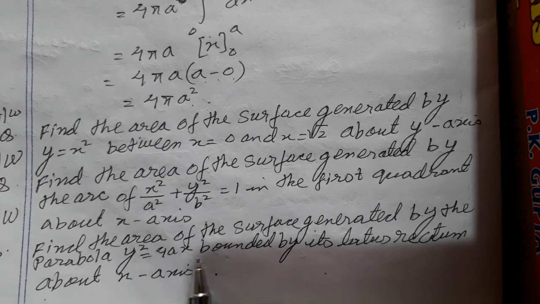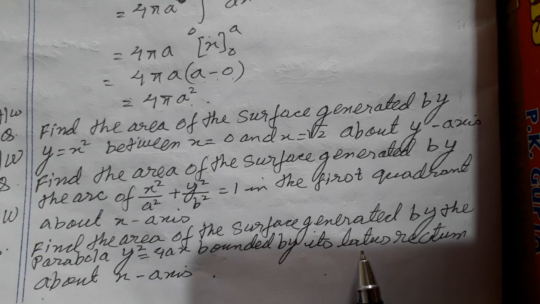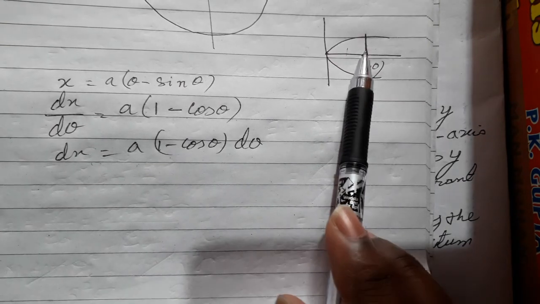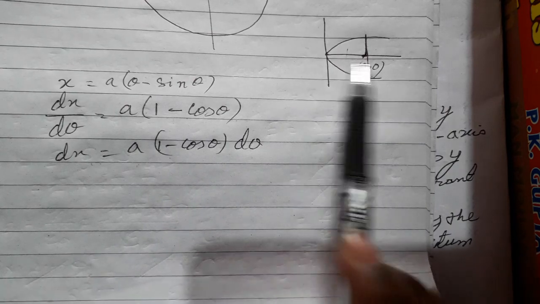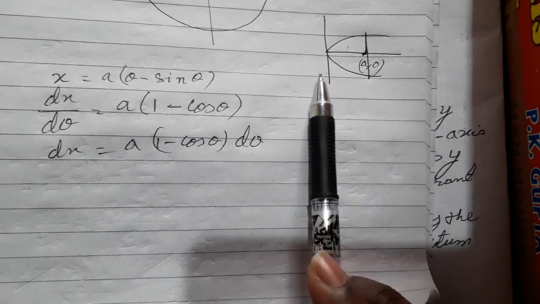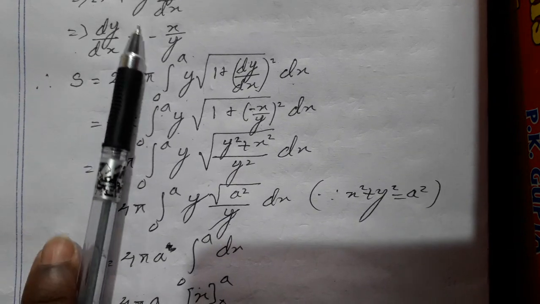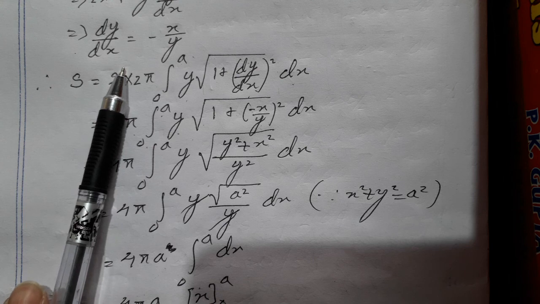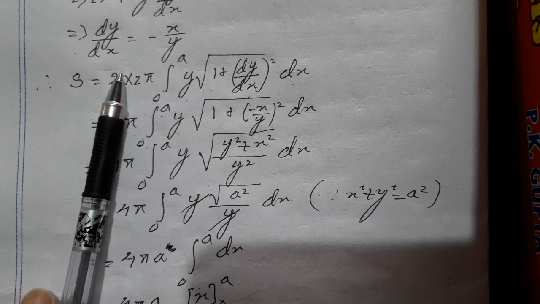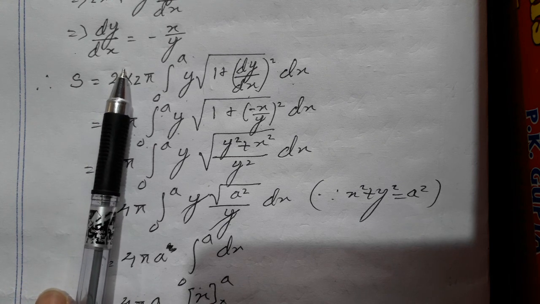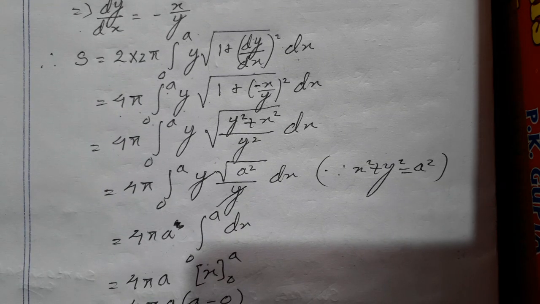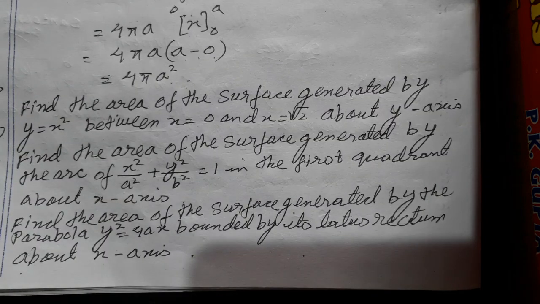This is the equation of the parabola about the latus rectum. This is the diagram of a parabola about the latus rectum. The limit will be from 0 to a, and we have to find the surface area. This will be the same, just don't write the 2. We get 2 pi integration 0 to a y square root of 1 plus (dy by dx)^2 dx. So use this method and try to solve these questions. Thank you.